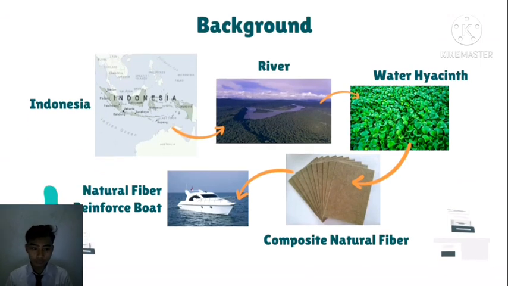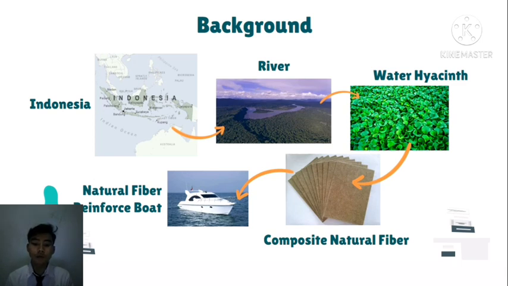Chapter 1, Background. The background of my research is because Indonesia is one of the island countries where 2/3 of its territory is surrounded by oceans. So Indonesia has a lot of rivers. The river is a water resource and can also help the life of the community around the river. There are several plants that live in the river ecosystem, namely lotus, water hyacinth, water kale, watercress, bamboo.